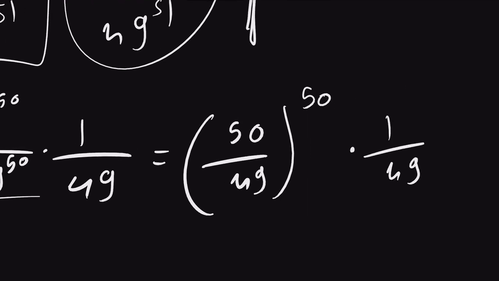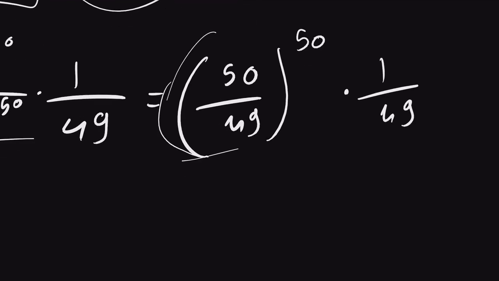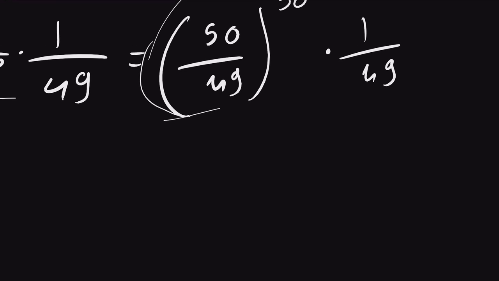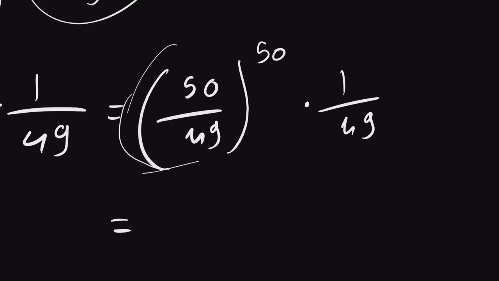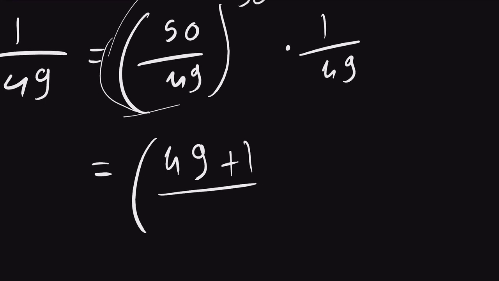Now, how would we figure this out right here? We could, I suppose, divide the fraction, but that would take an awful long time. And this is an Olympiad again, so you don't have much time. So how would you solve this? Well, it starts by recognizing that 50 is just 49 plus 1. So we have 49 plus 1 divided by 49 to the power 50 times 1 over 49.